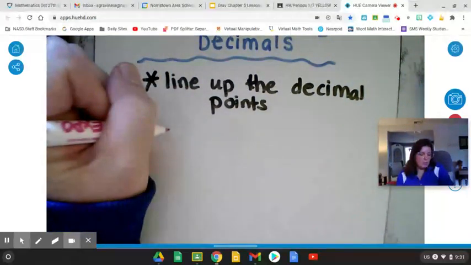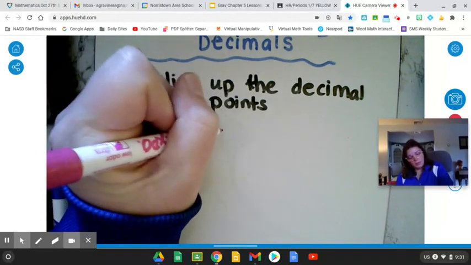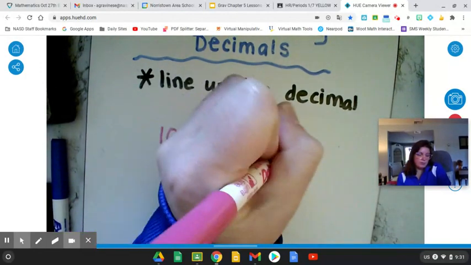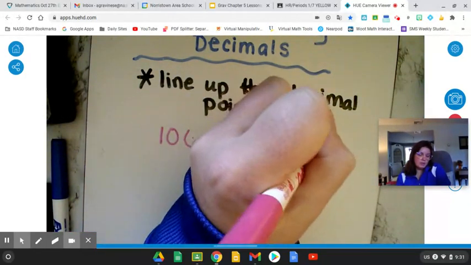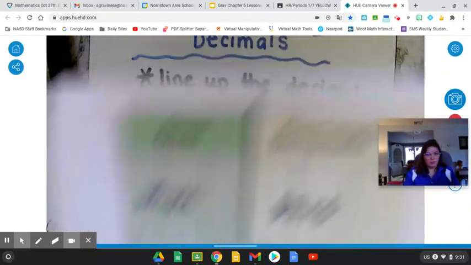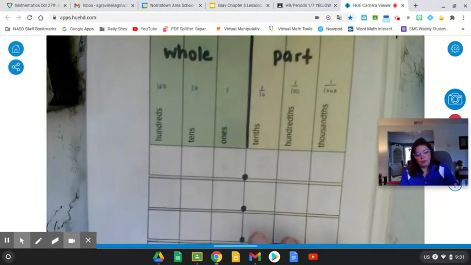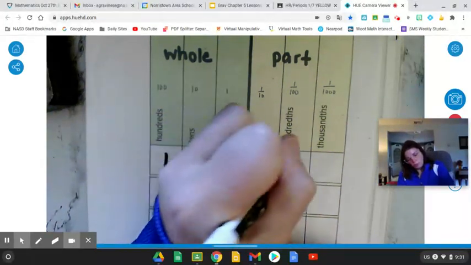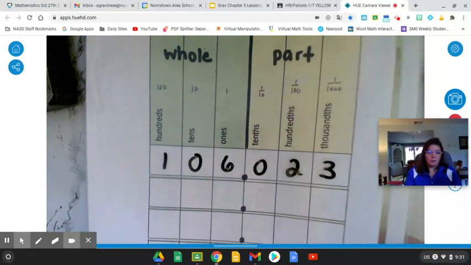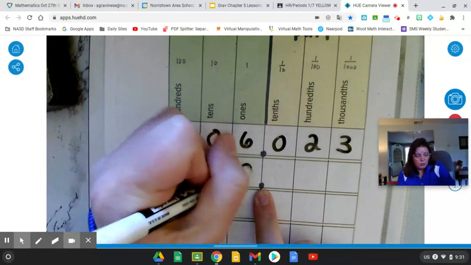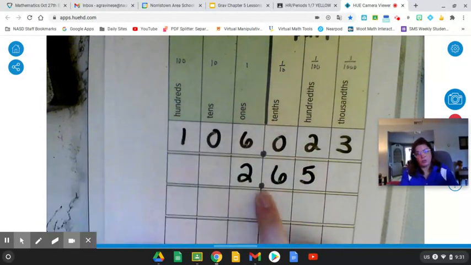Let's try another problem. For this problem, let's take 106 23/1000 plus 2 65/100. Okay, let's write it on our place value chart. Our first number is 106 23/1000: 106 wholes and 23 thousandths. Our second number is 2 and 65 hundredths. Here's our decimal point, 2 wholes, 65 hundredths.